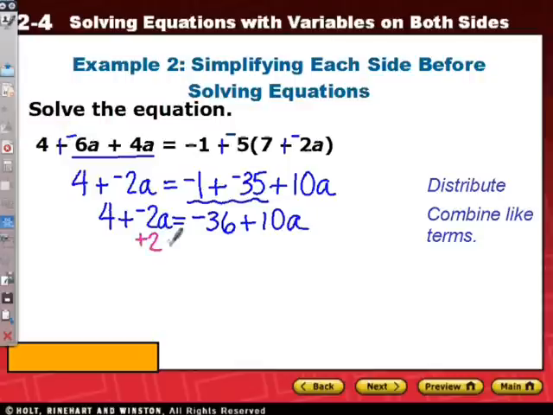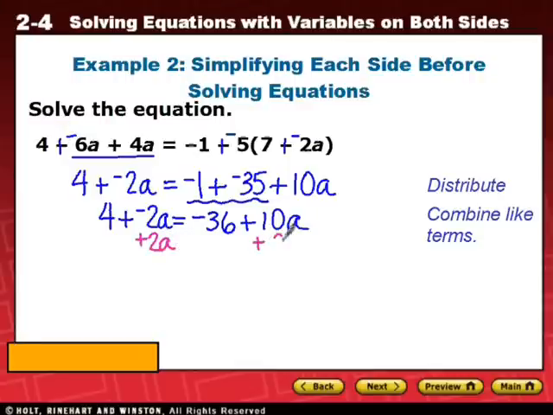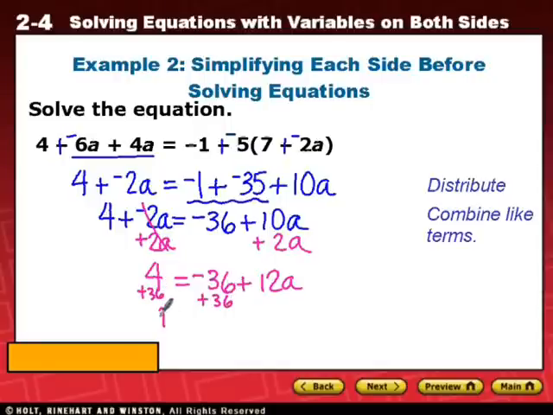So I'm going to add 2a, and I get 4 on the left equals negative 36 plus 12a's. And let's hope I don't run out of space here. I'm going to add 36 to both sides. And I get 40 equals 12a. Is that going to be right? I don't know. We've got the box down there in the corner, so we'll figure it out in a second.